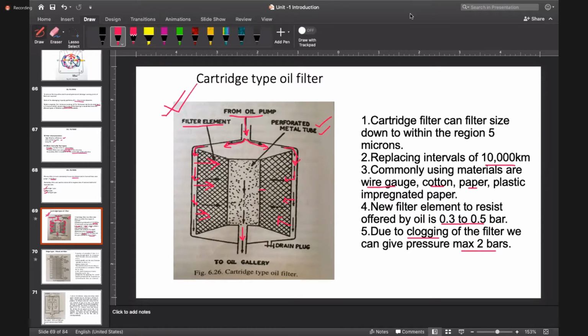Once you have completed drawing the figure, write in the chat box "completed, sir." Then I will move ahead.